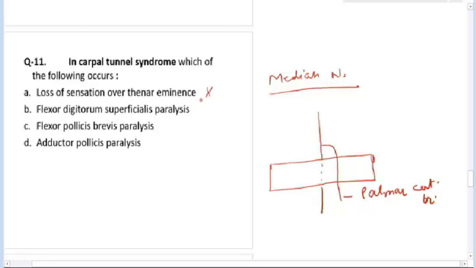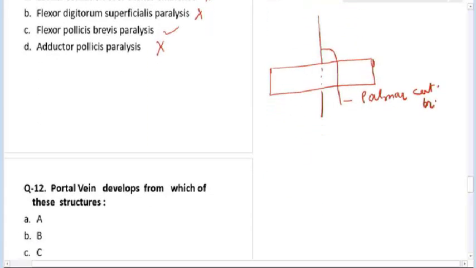will not be seen. Now flexor digitorum superficialis is supplied by the median nerve within the forearm, so its paralysis has nothing to do with carpal tunnel syndrome. Flexor pollicis brevis paralysis will be seen because the median nerve supplies it after passing through the carpal tunnel. So if it is compressed in the carpal tunnel, it will not be able to supply flexor pollicis brevis. Regarding adductor pollicis, it is supplied by the ulnar nerve, so its paralysis will not be seen.